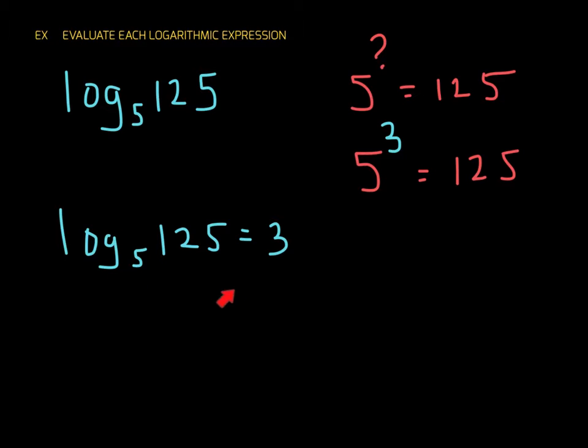5 cubed is 125. So the answer is 3. Cool. Let's do another one. All right, so we can do log base 8 of 4.